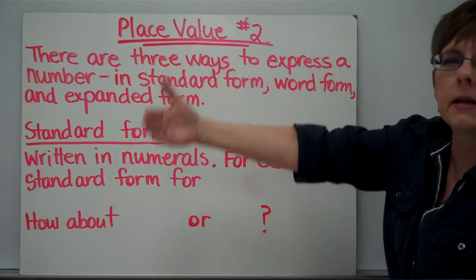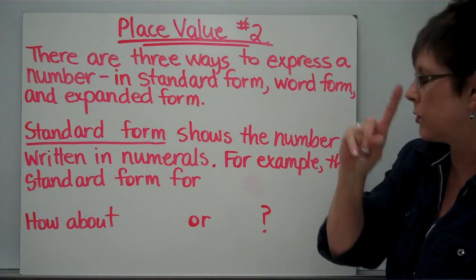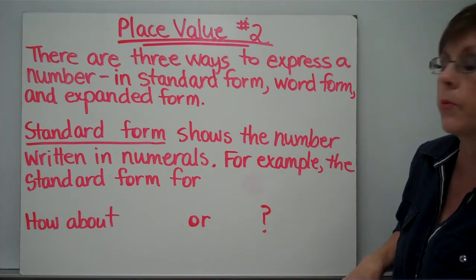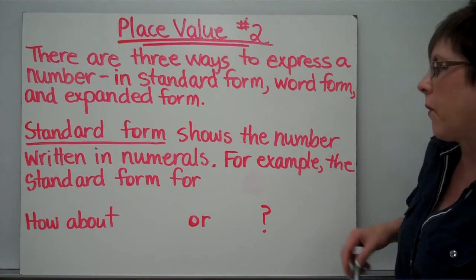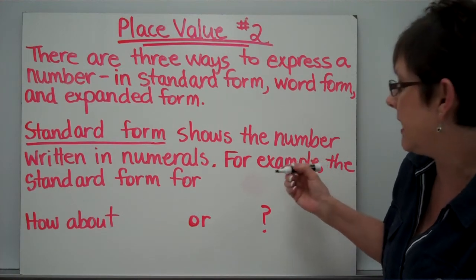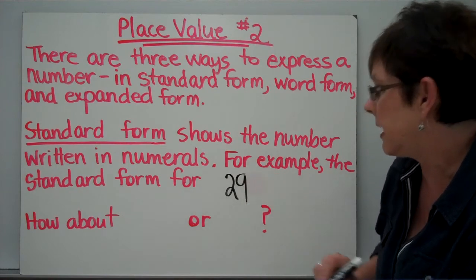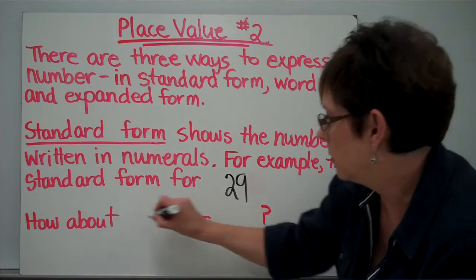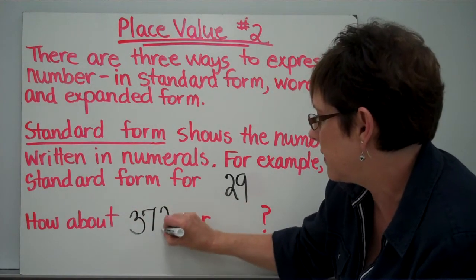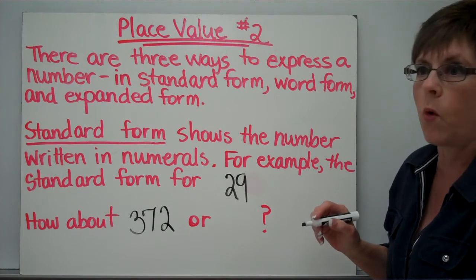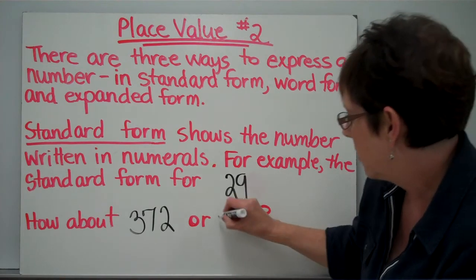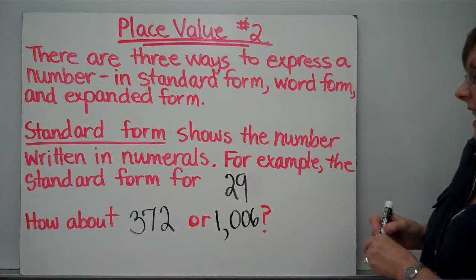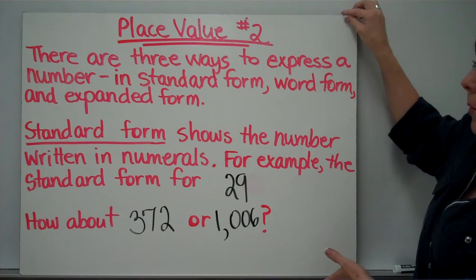We're going to take it a little bit more at an advanced level, which we'll talk about in just a minute. The standard form of a whole number shows the number written in numerals. All right? For example, the standard form for 29 would be 29. How about 372? We would write it as 372. Or what about 1006? 1006. It's written in numeric form, just written in numerals.